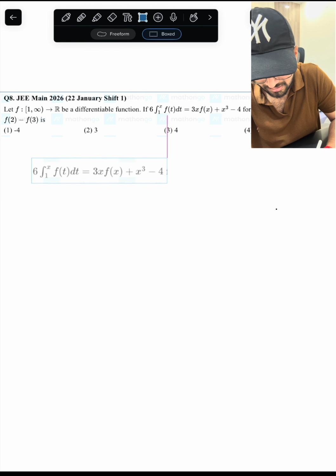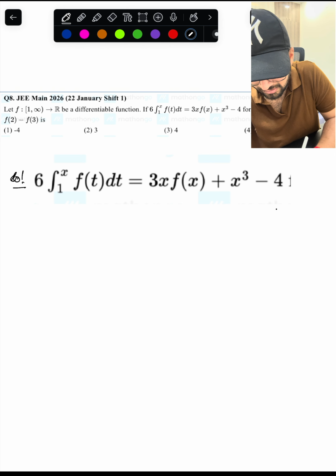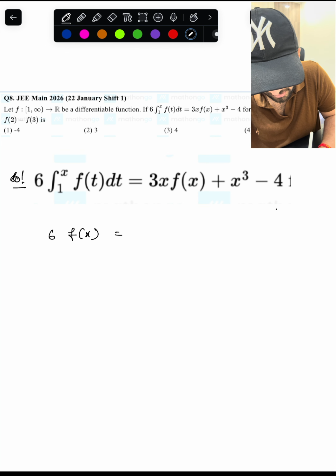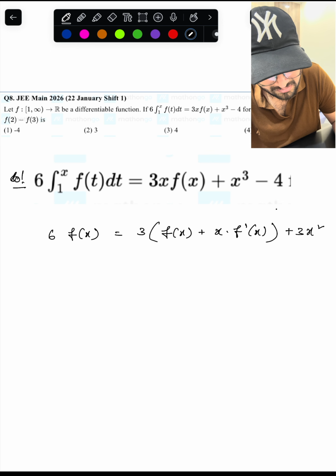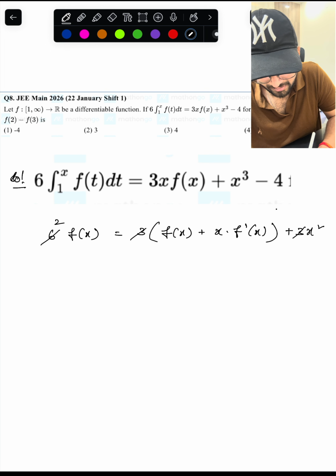That's it, right? So I'm taking this equation. So this is the equation given. Now, I will differentiate it. So what you will get? 6 times f of x equals 3 times f of x plus x f dash of x plus 3x squared, right? I can cancel out 3, and here 2 is there.